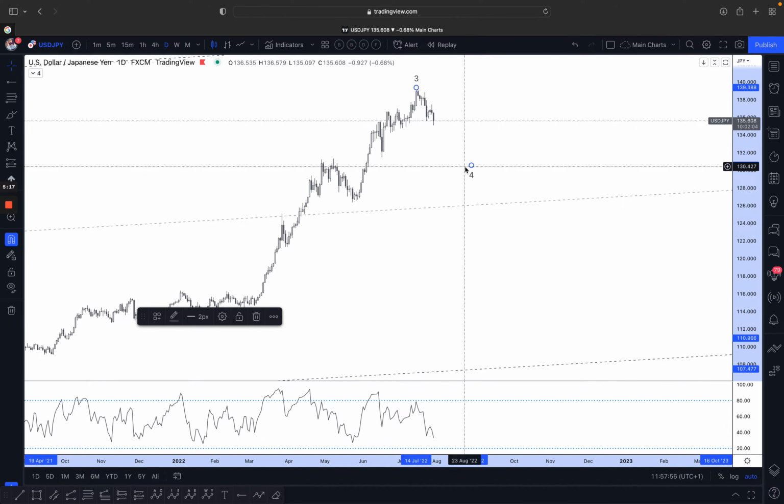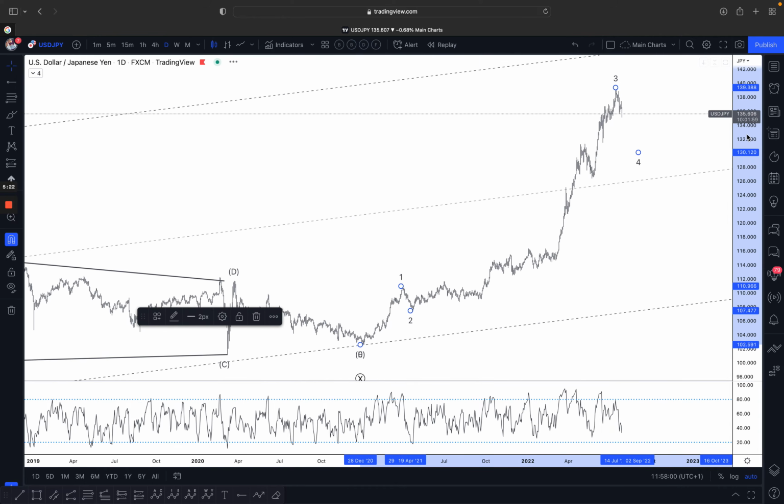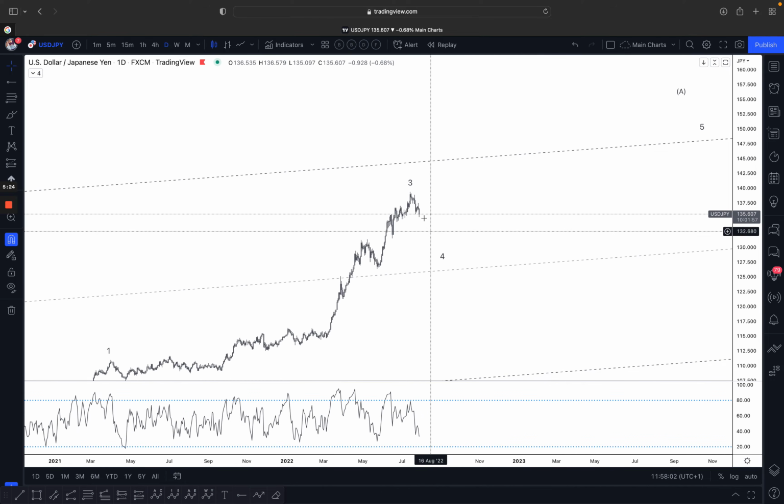Also, it can get very choppy. So let's just see how wave 4 unfolds. But this is what I'm looking at. I'm waiting for this wave 4 to see how it unfolds.